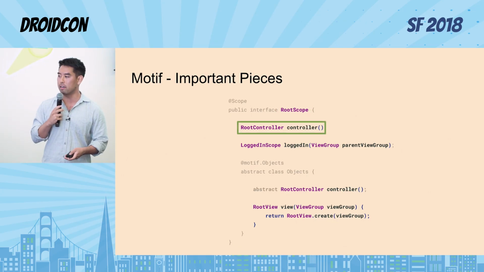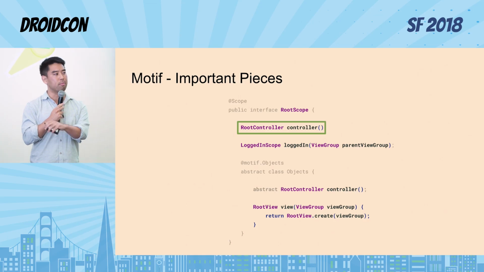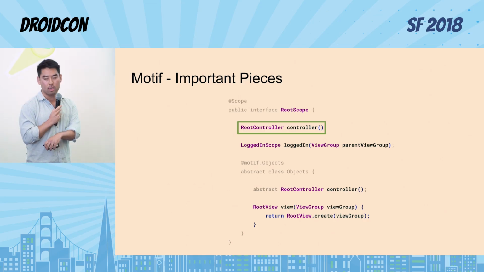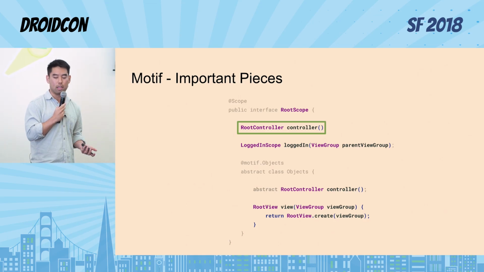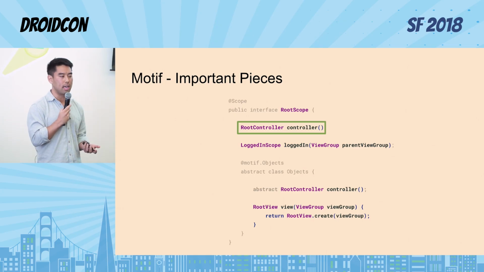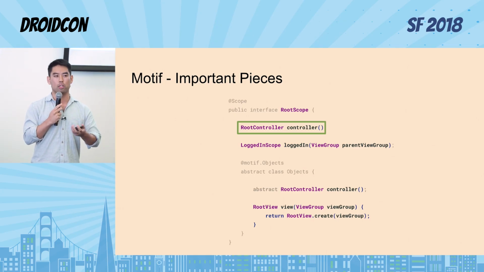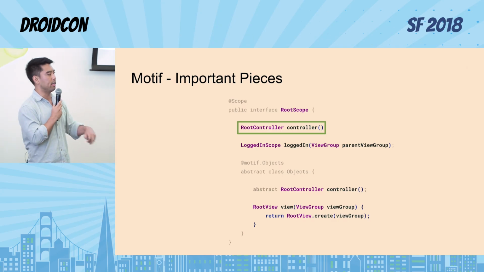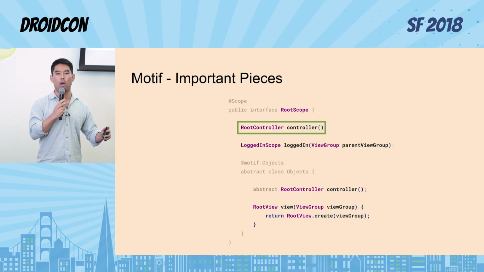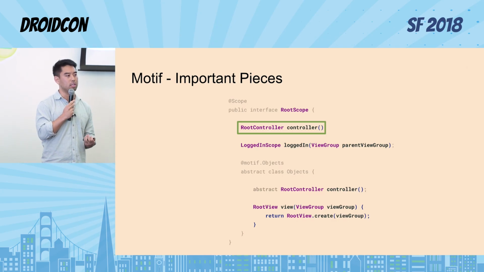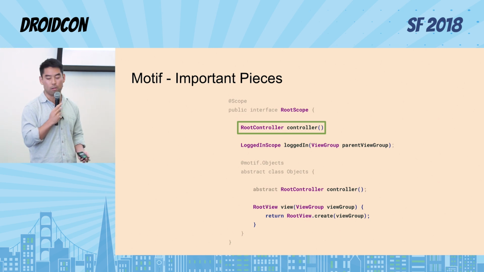And the first method here is exactly the same as the Dagger component provision method. We call it a Motif access method, but it does the same thing and it has the same syntax. It allows you to pull a root controller off of the root scope, and internally the code-generated implementation will know how to resolve all of the root controller's dependencies and instantiate the root controller.